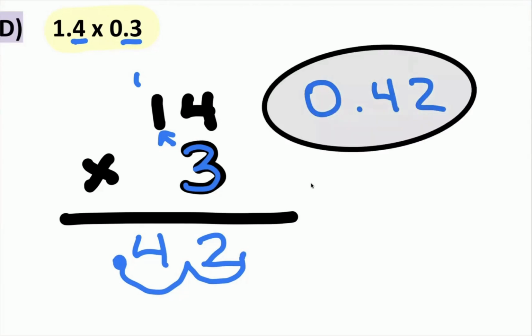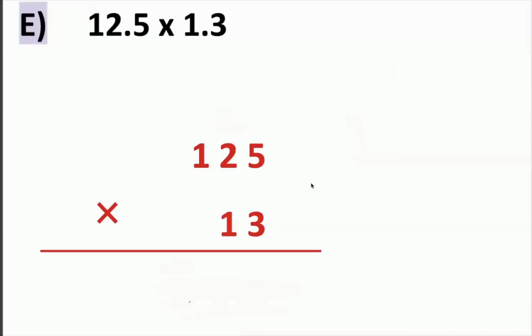Go ahead and try problem E, then come back to the video to check your work. For problem E, step 1 is to remove the decimals. Step 2, put the number with more digits on top. Step 3, we're going to multiply our bottom right digit times each number on top.